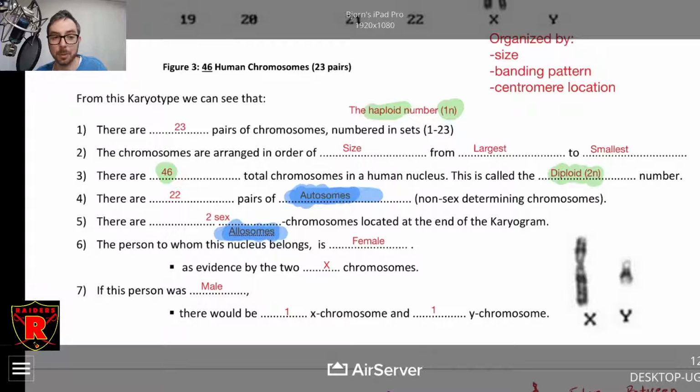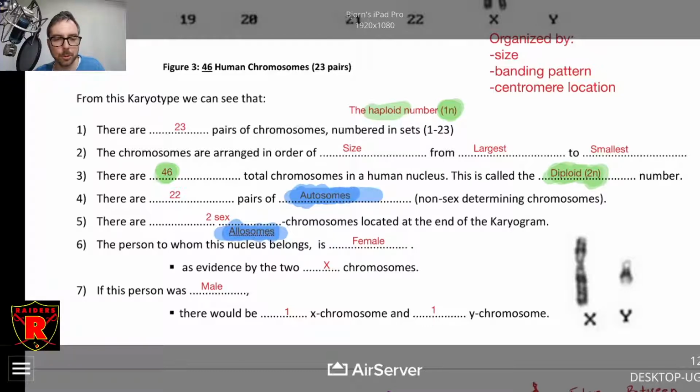And the reason why we even care about that number is because the other half are just homologs to the first half. So that's actually an important number to know, which is half of the total number. It's also sometimes referred to as the 1n number, or the n number. We arrange the chromosomes in order of size, from largest to smallest. There are 46 total. So if you were to actually go through and count up all the sticks, there's 46 sticks, 46 lengths of genetic material. And then that full number, all of the lengths put together, is called the diploid number, or the 2n number.